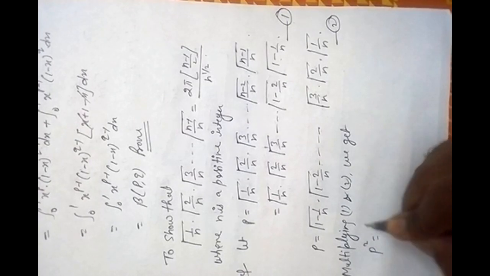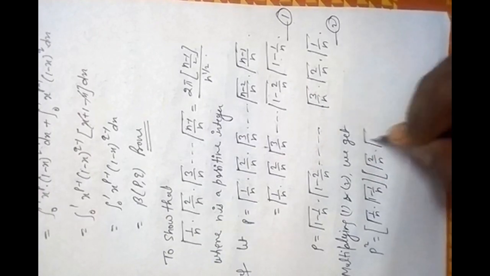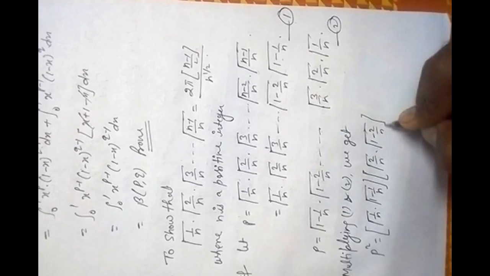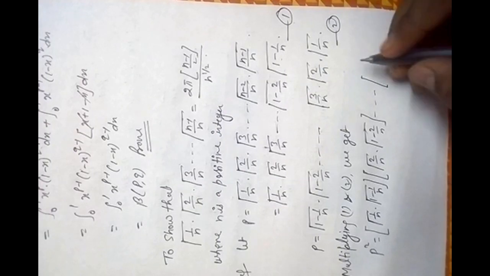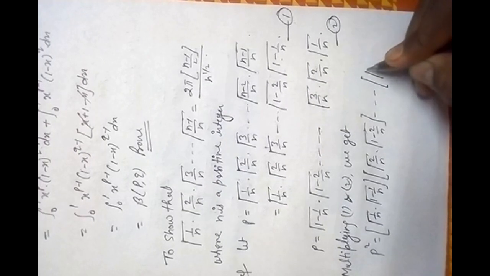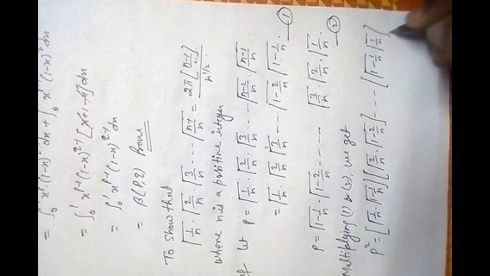One and 2. Then we get p square equals gamma 1 upon n, gamma 1 minus n, gamma 2 upon n, gamma 1 minus 2 upon n, and so on. Last term, gamma 1 minus n, gamma 1 upon n.